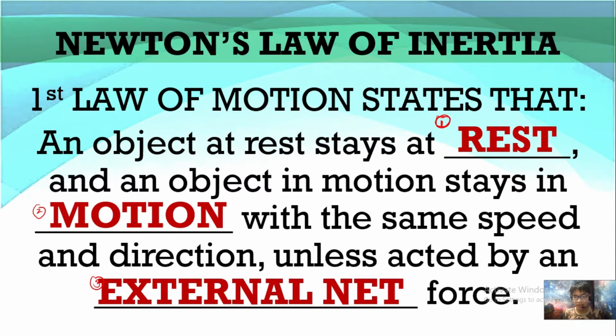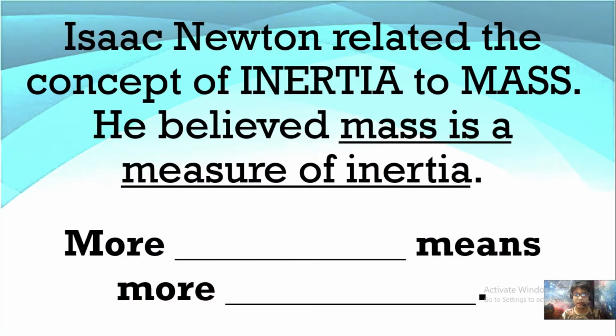Let's continue. Okay, so Isaac Newton related the concept of inertia to mass. So he believed mass is a measure of inertia, which means more blank means more blank. So let's start with the first one. More. Correct. More mass means more.